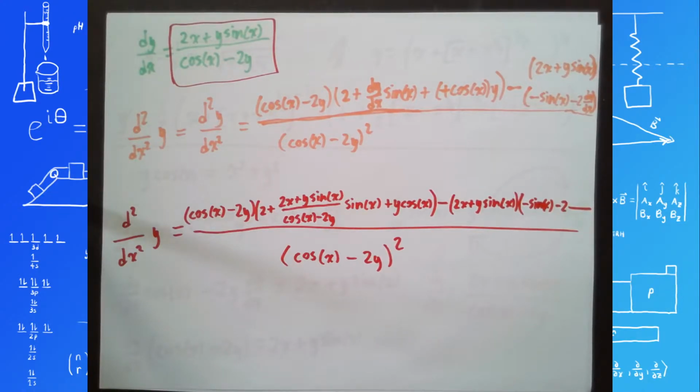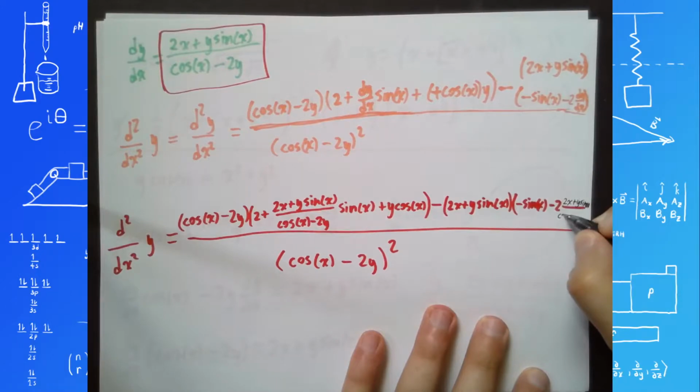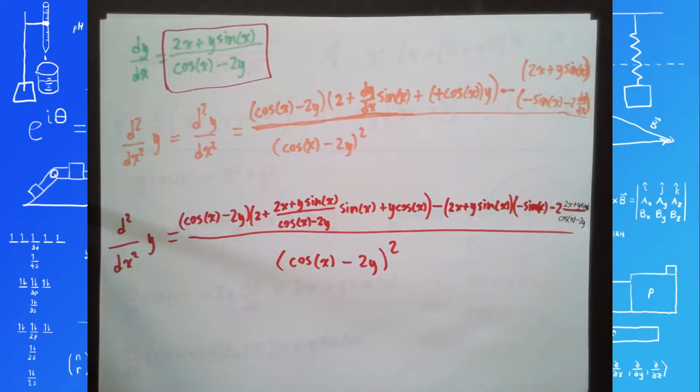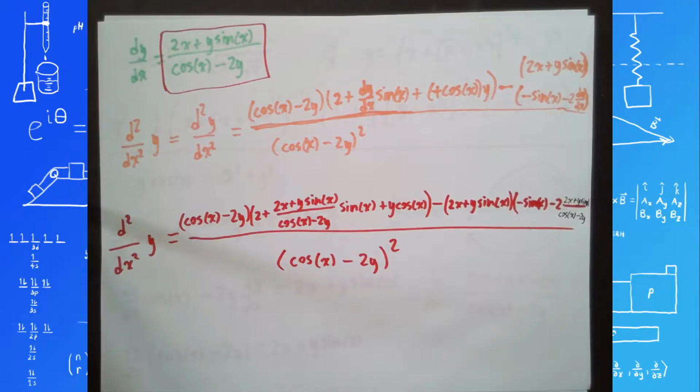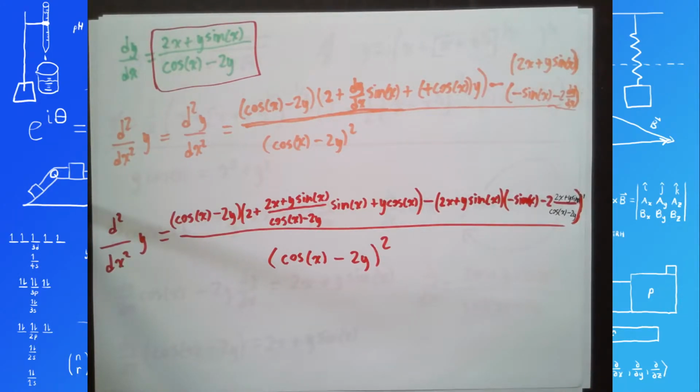Maybe if I try with a pen, since it's a thinner stroke, I might actually be able to fit it in there. So dy dx is 2x plus y sine of x. Yeah, that doesn't really fit, does it? Over cosine of x minus 2y. And I don't even have enough room left to close the parentheses, but maybe if I use some of the other papers from underneath. Yeah, there you go. That's as good as I can get it. Well, I can probably do better, but it's not worth our time.